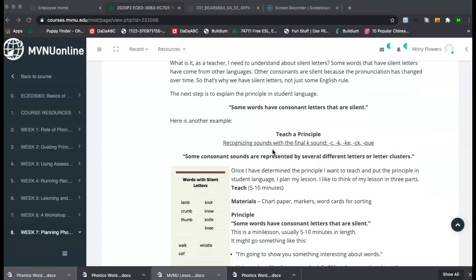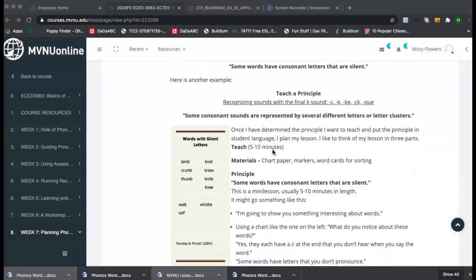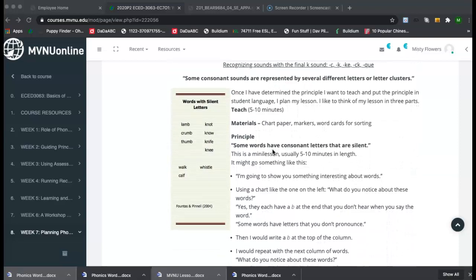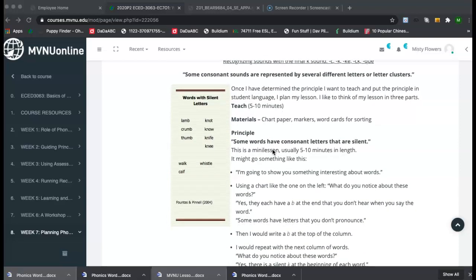Once I have determined my principle, then I'm going to think, all right, how am I going to teach this? How am I going to explain this to my students? Well, I could begin with an anchor chart. Now, when I talk about this anchor chart, this is going to be my mini lesson. 5 to 8 minutes at the most. 10 minutes and you lose them. So you want that mini lesson to be brief and to the point.